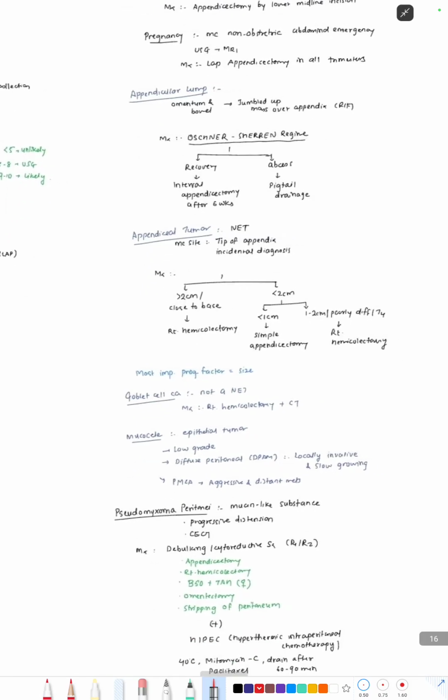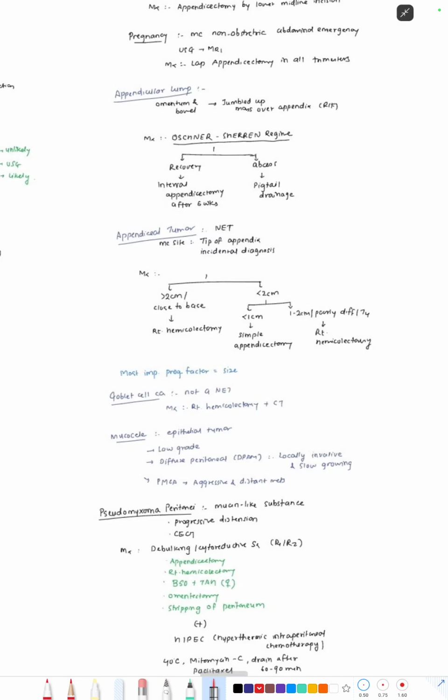Now, very important is the management. There is debulking surgery, the cytoreductive surgery, wherein R1 or R2 resection is done. That is microscopic disease left behind or gross disease left behind. Here we do appendicectomy, then right hemicolectomy. In case of females, total abdominal hysterectomy with bilateral salpingo-oophorectomy, omentectomy, and stripping of the peritoneum is done.